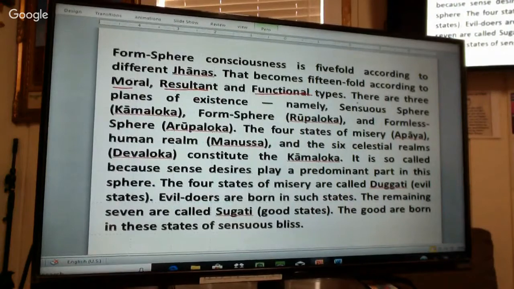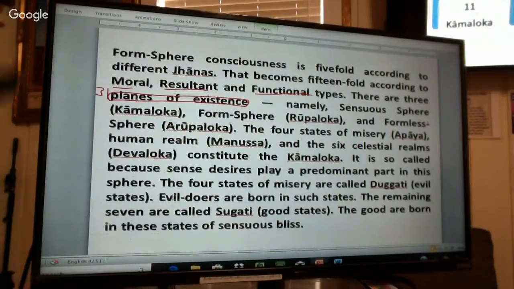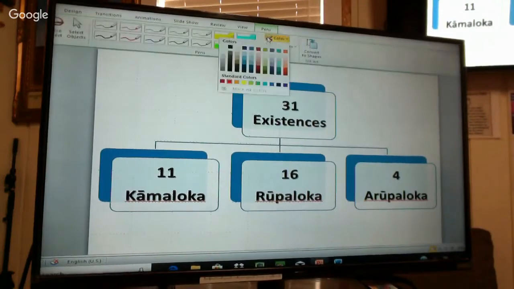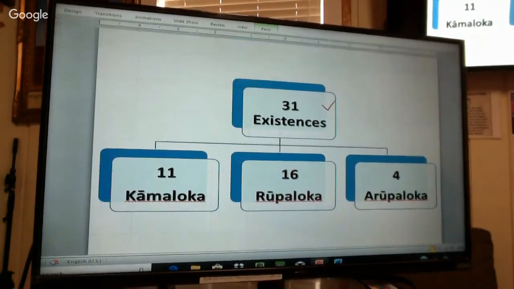Here I will explain the three groups of planes of existence. Altogether, how many kinds of existence are there in the universe? 31 kinds. Briefly, the diagram is easier to understand. Altogether, we have 31 kinds of existence in the universe.